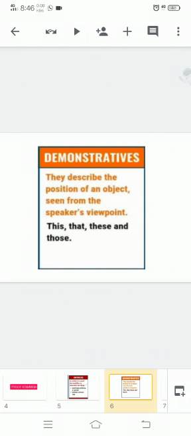Demonstratives are used to point towards the noun. This, that, these, those are demonstratives which are used to point towards a noun. They function both as an adjective and as a pronoun.